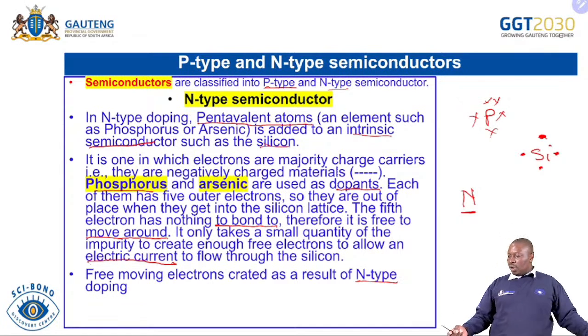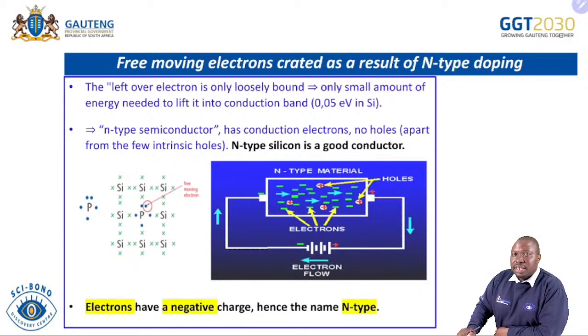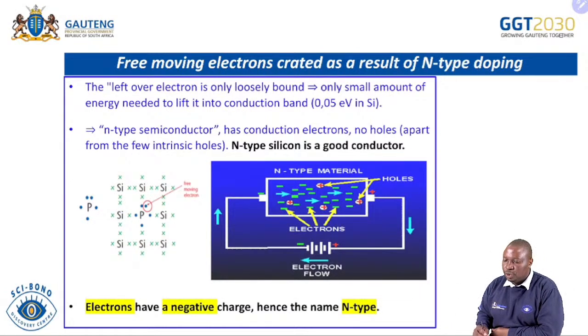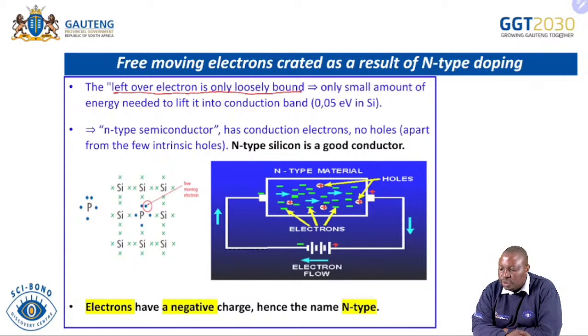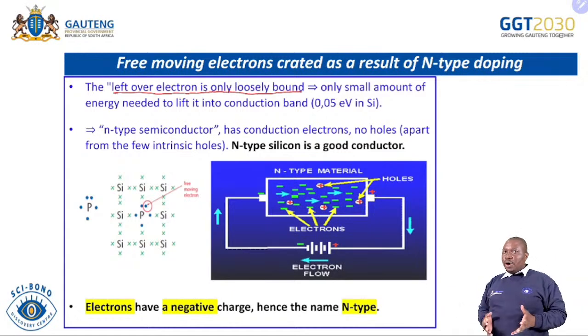I hope you got that, but I have a diagram here that I'm going to show you now, showing the free moving electrons created as a result of the n-type doping. Look at the left. We can even refer to it as a leftover electron, which is only loosely bound. So that electron that is alone. Here, a nice structure, a lattice structure. You can see the silicon as a molecule. Silicon atoms are joined together.